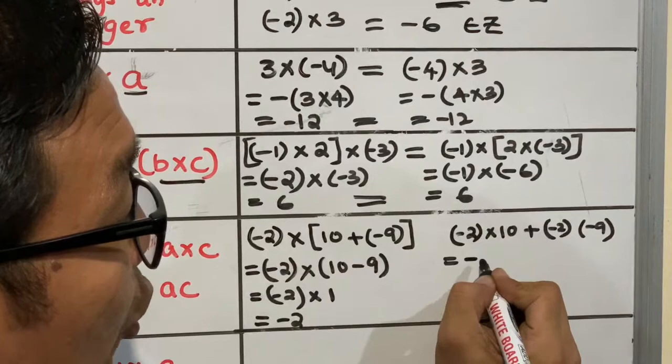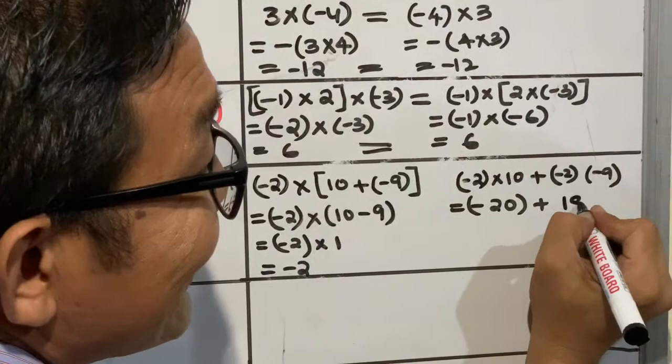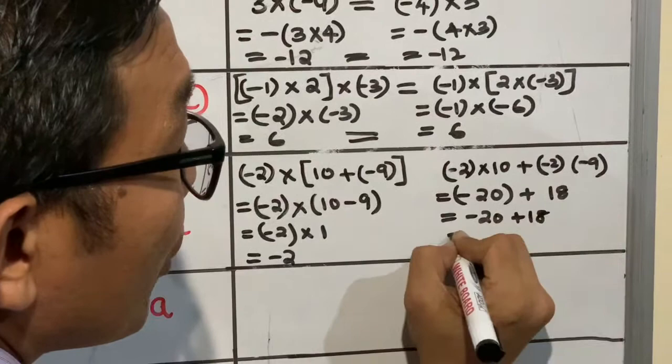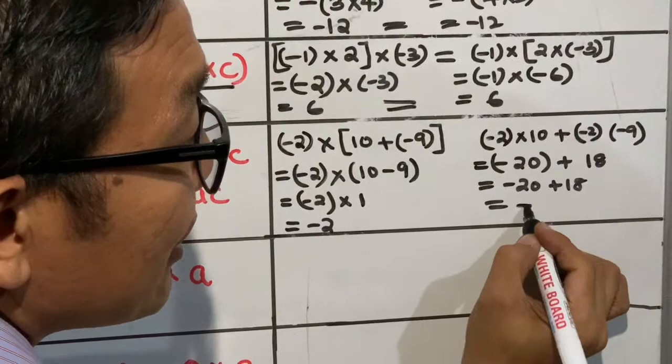2 times 10 is 20, so negative 20. Then 2 times 9 is 18, so negative 20 and 18, subtract the numbers and write the sign of the greater number. So the sign is negative.